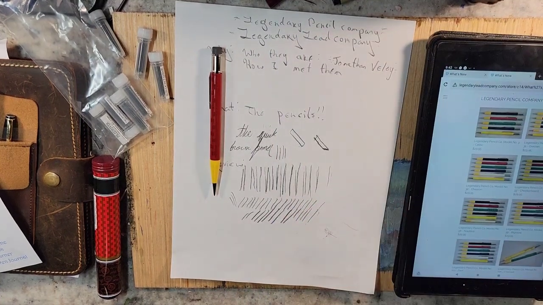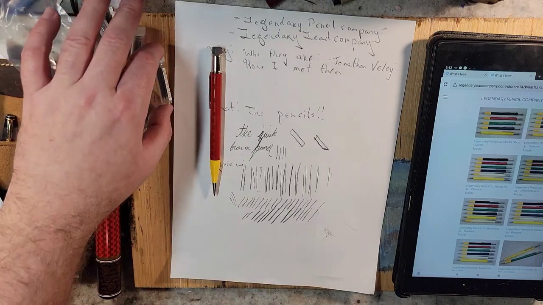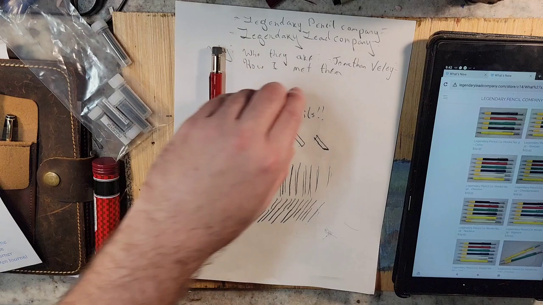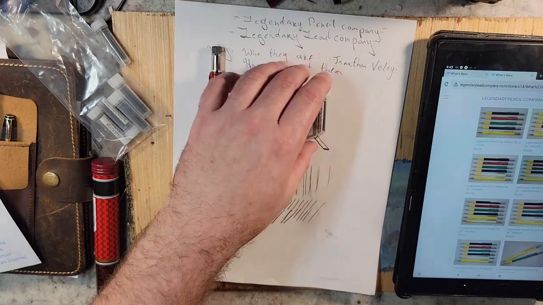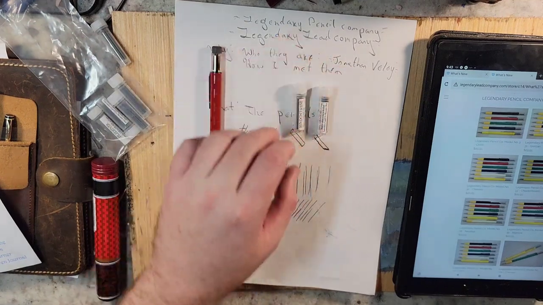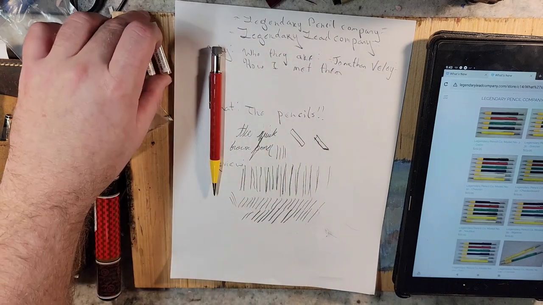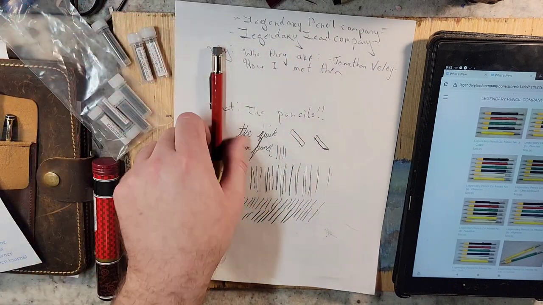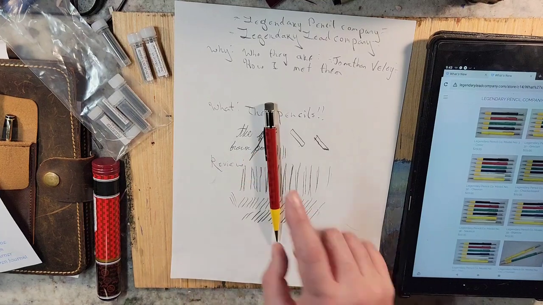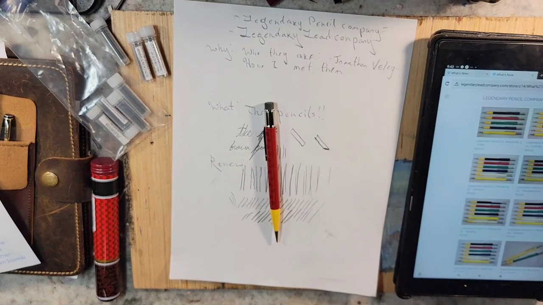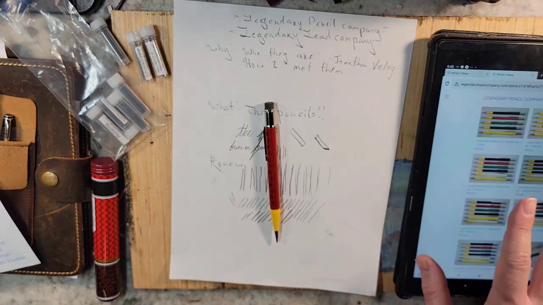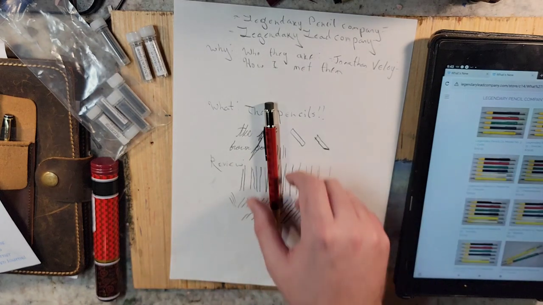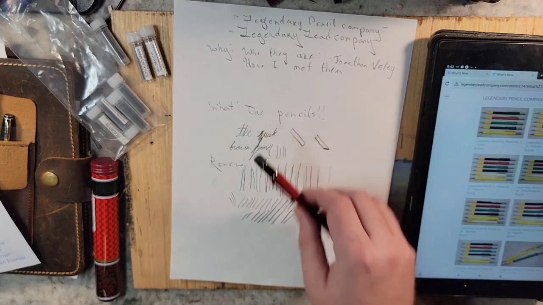Now, before we start looking at the pencil itself, I have the 1.1 leads that I ordered at the same time. And we're going to talk about those because I just really love that thickness of the lead. So, we talked about the company, how we've come across them. We talked about what they're doing currently. Let's look at the pencil itself.